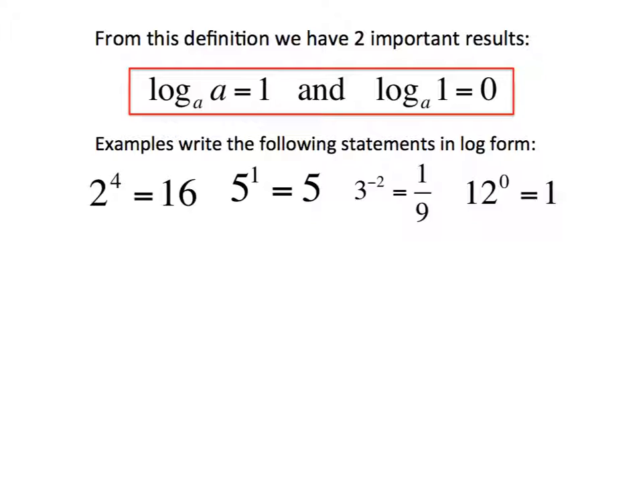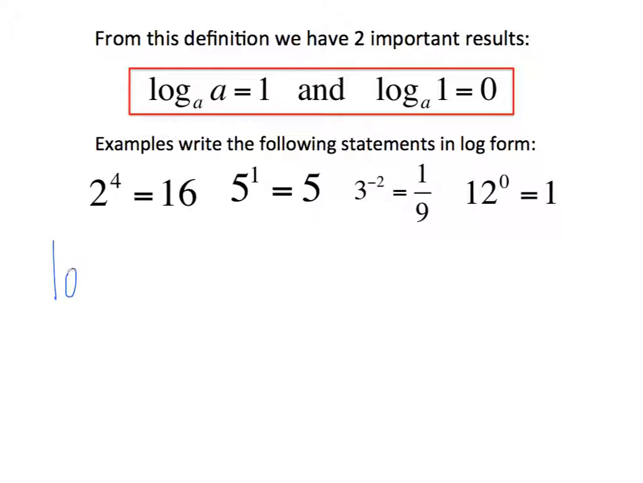Two important results. Log of a base a is equal to 1, because a to the power of 1 equals a. And log of 1 base a equals 0, because a to the power of 0 equals 1. So let's write these statements in log form.